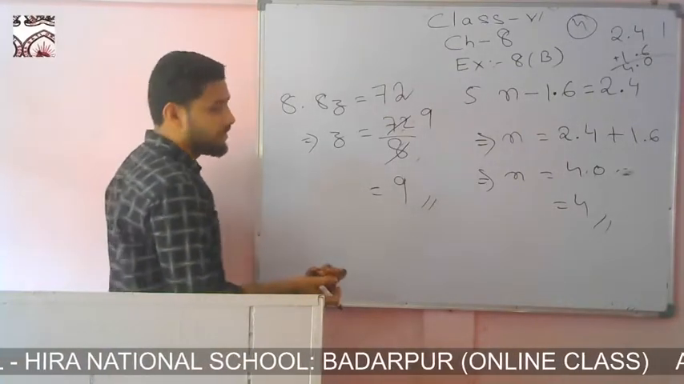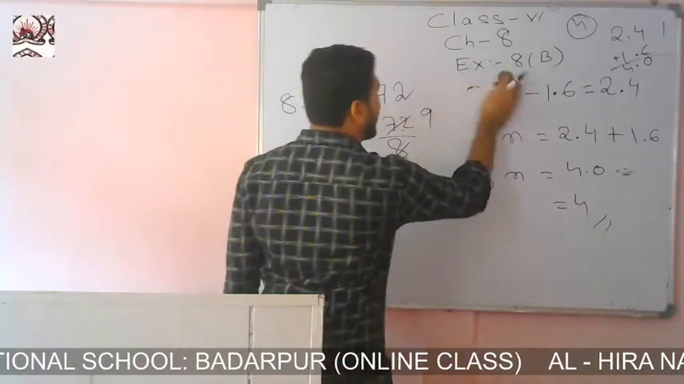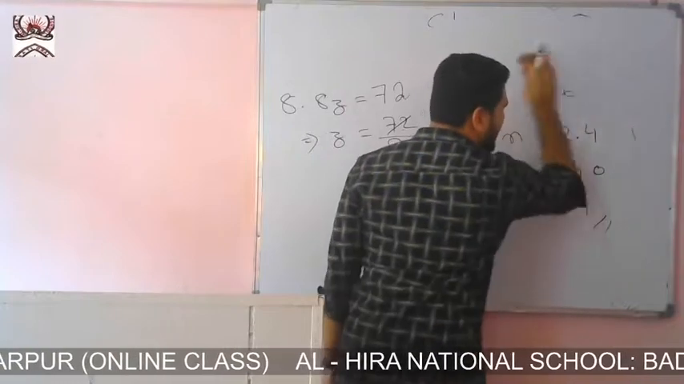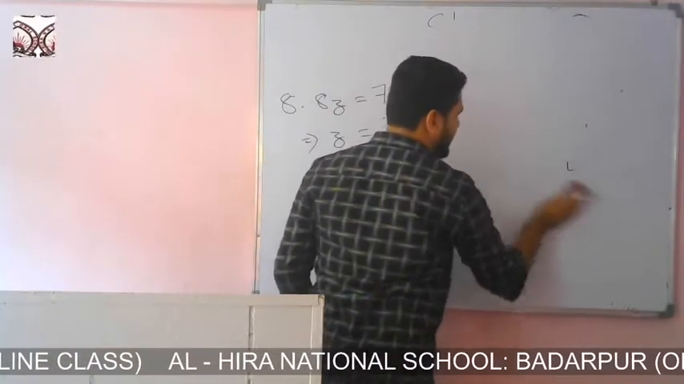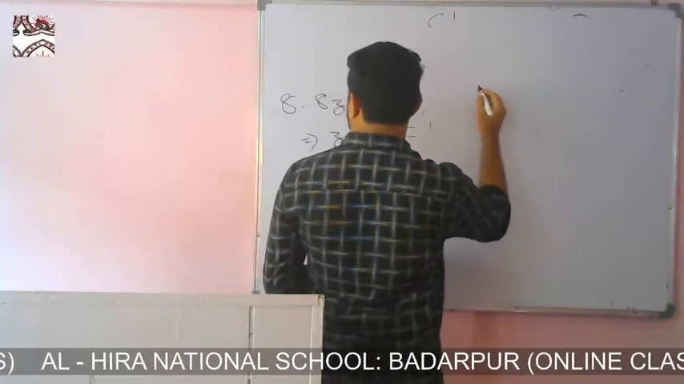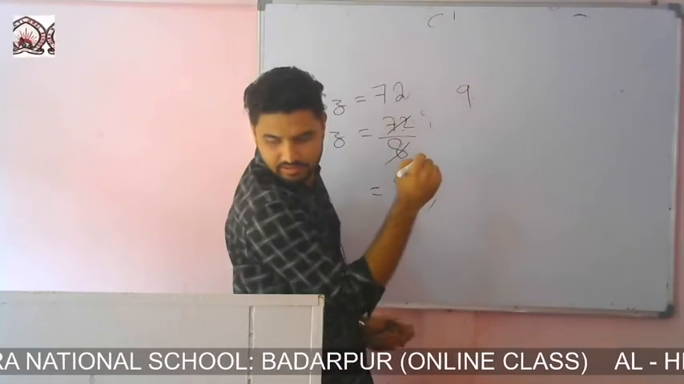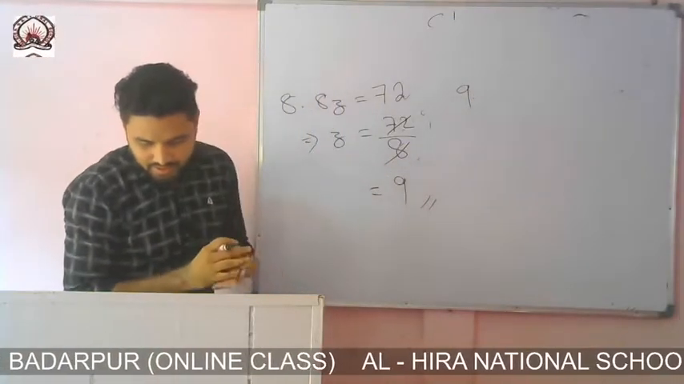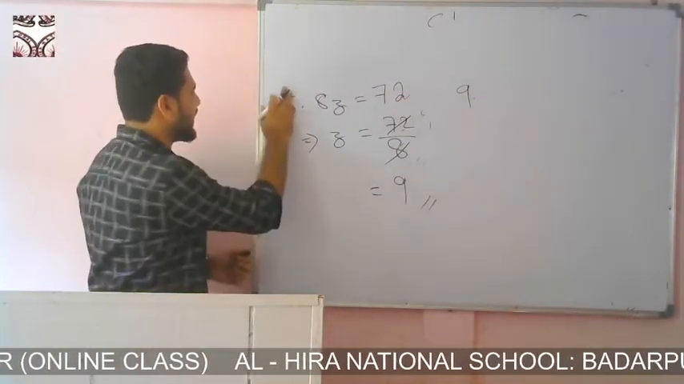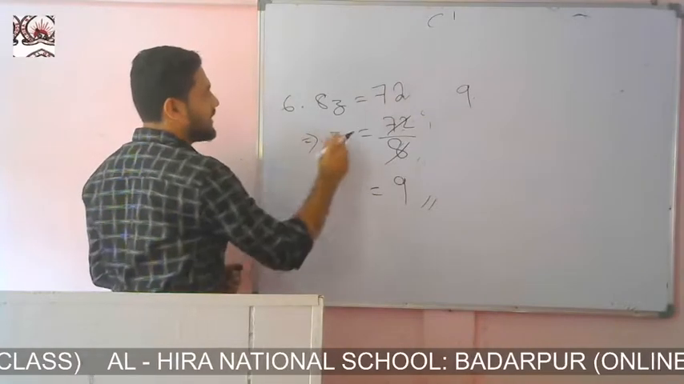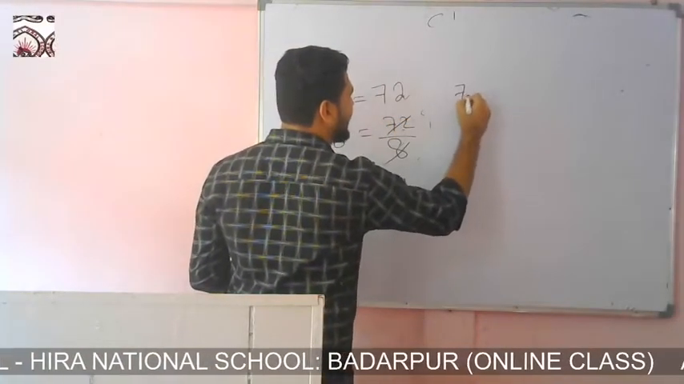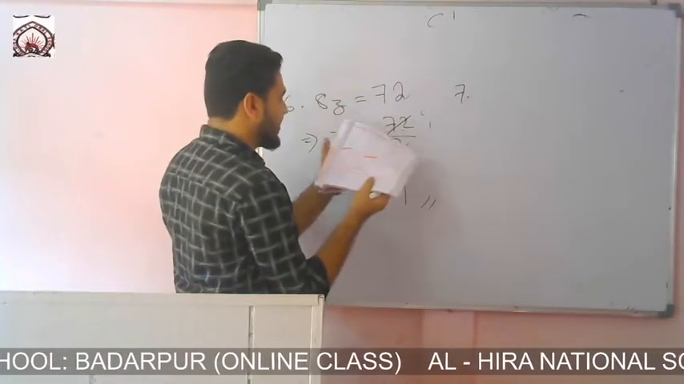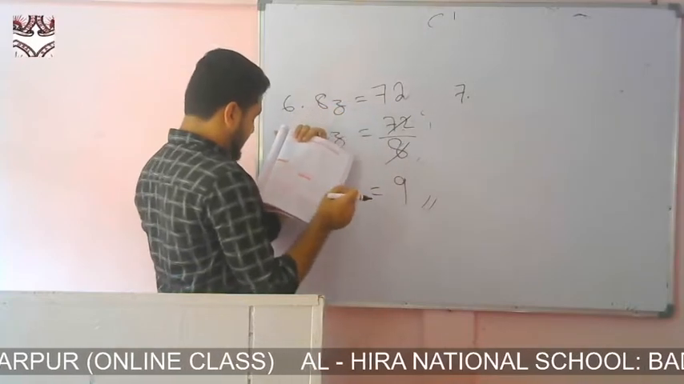Now come to question number 7, 10x equals 90. Question number 9 what? Not 9, I think I have missed a question number. It was question number 6. Now question number 7. Let me take the book in hand. Question number 7 is 10x equals 90.